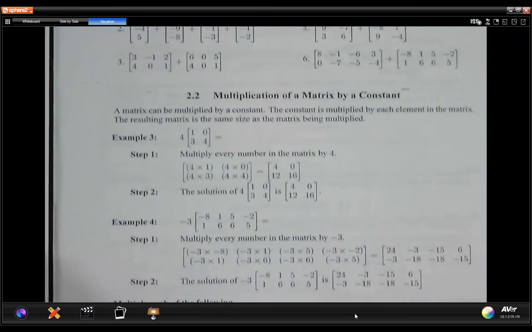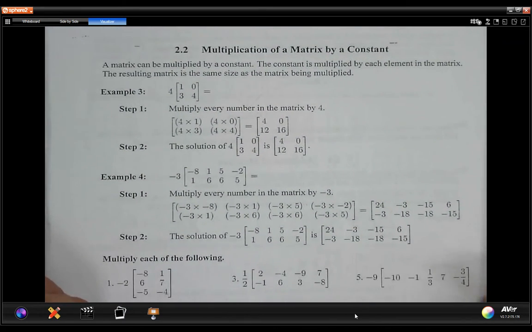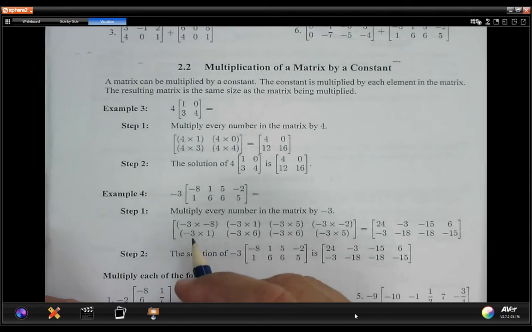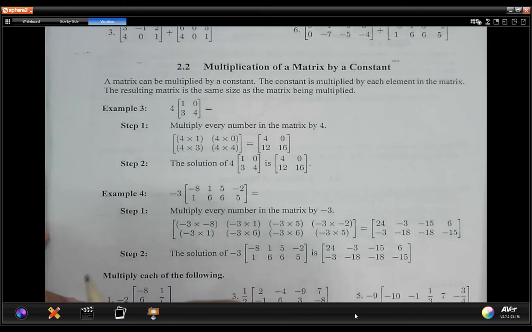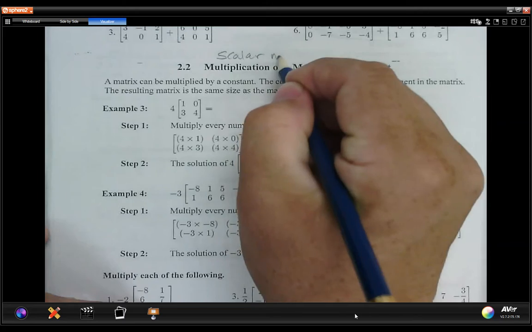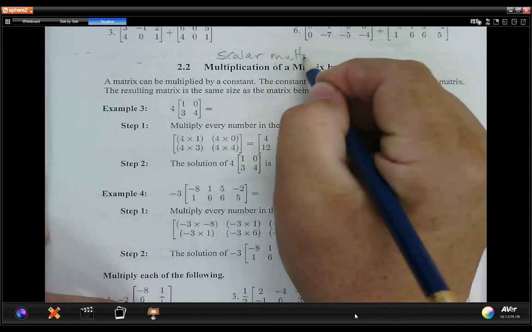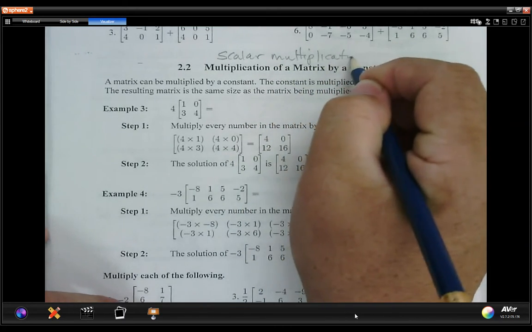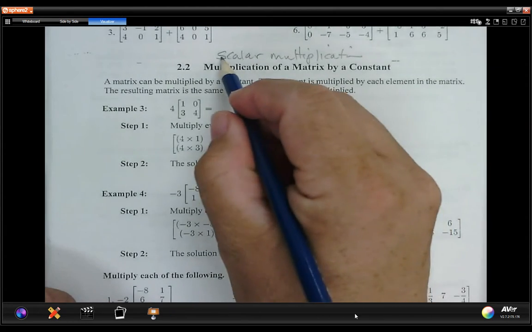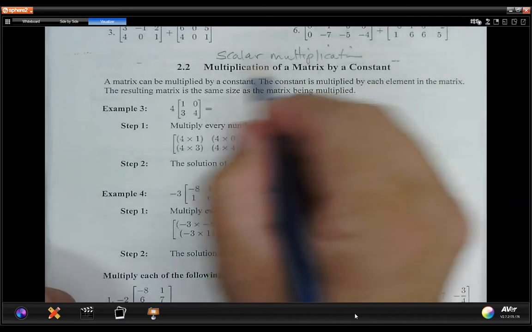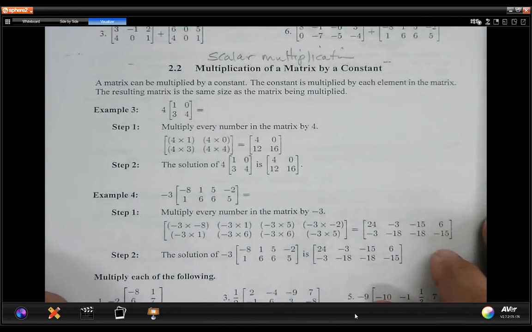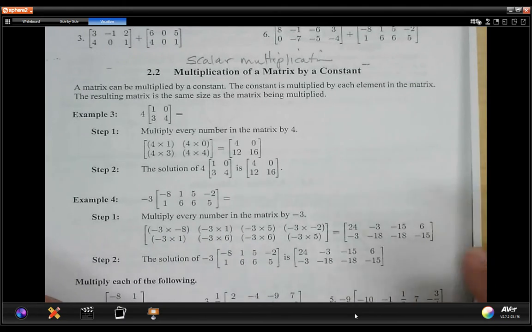So now let's talk about multiplication of a matrix by a constant. Now, there's another name for this that you may see quite a bit in other publications or maybe even on ACT, and it's called scalar multiplication. See if I can spell multiplication. Hopefully I can. Scalar multiplication. So think about scaling something up or scaling something down, okay? It's really quite simple.